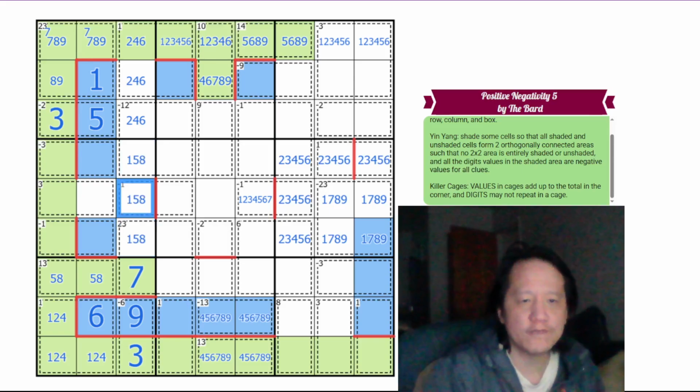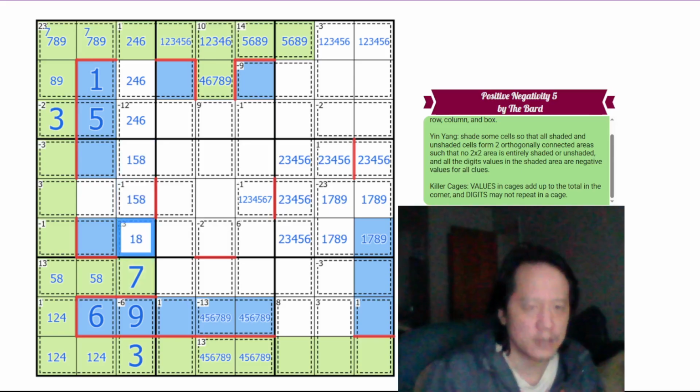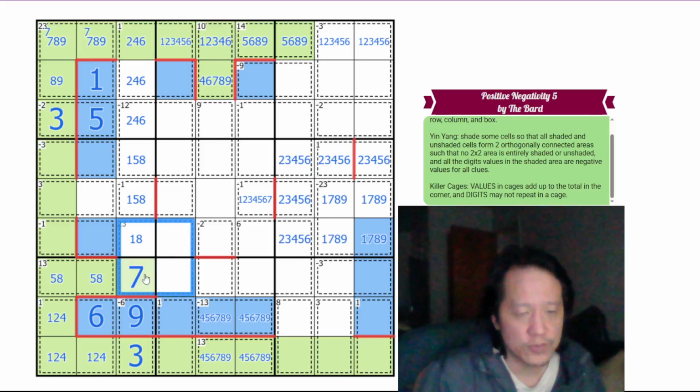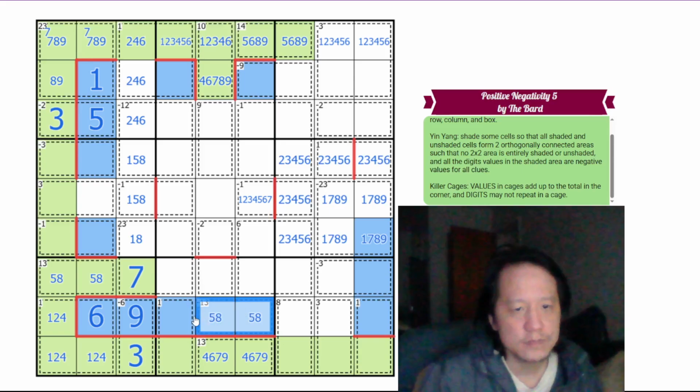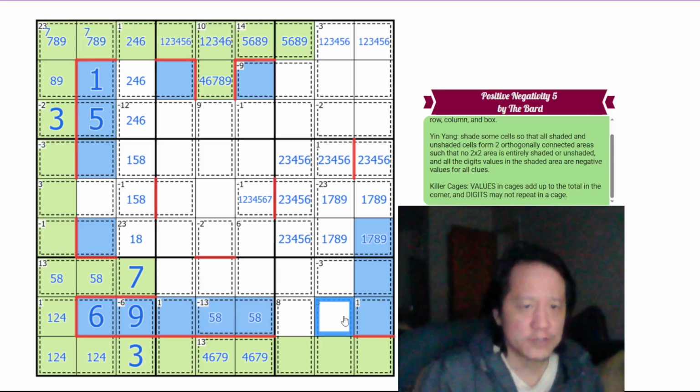And again, 5 cannot appear in this 23 cage. It's negative 1 with 7, 8, and 9. This 6 eliminates 6, 7 here. This 9 eliminates 4, 9 here. So this is a 5, 8 pair, which eliminates 5 and 8 in the rest of the box and the rest of the row.